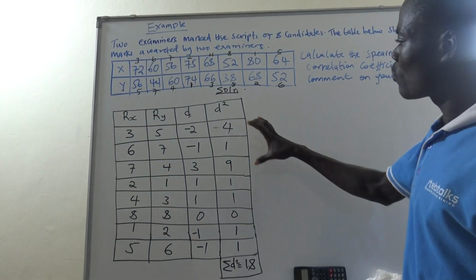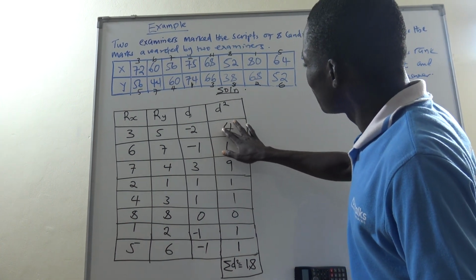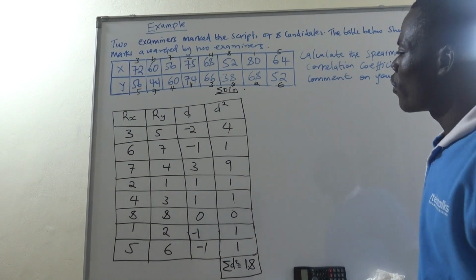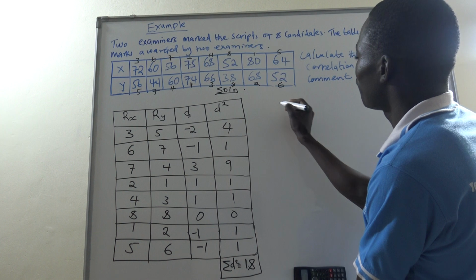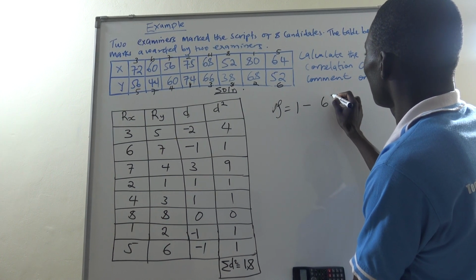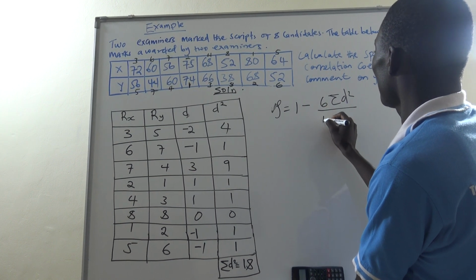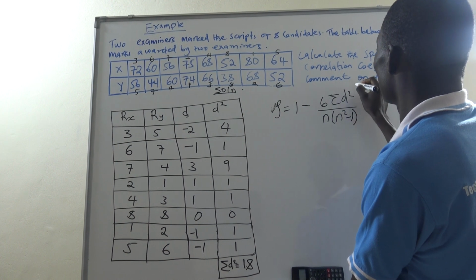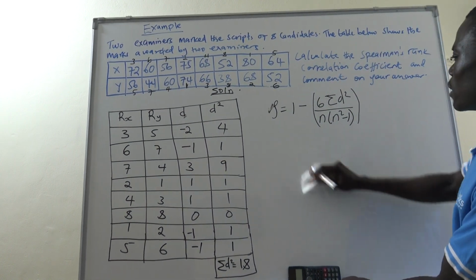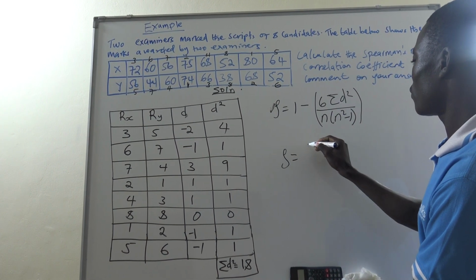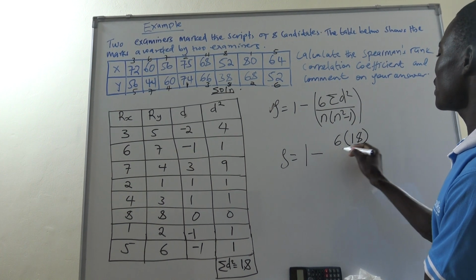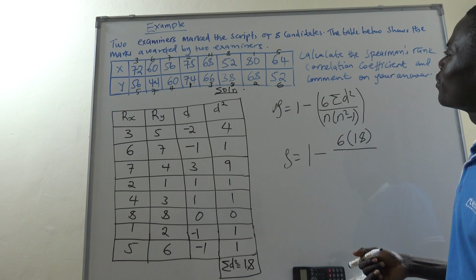It is not asked for, but to get Spearman's rank correlation coefficient, you must have this table. Then if you have this table, you can get the coefficient. We calculate Spearman's rank correlation coefficient as 1 minus 6 summation of d squared, out of n into n squared minus 1. Our coefficient is equal to 1 minus 6 times 18, divided by n. N is the total number of variables.